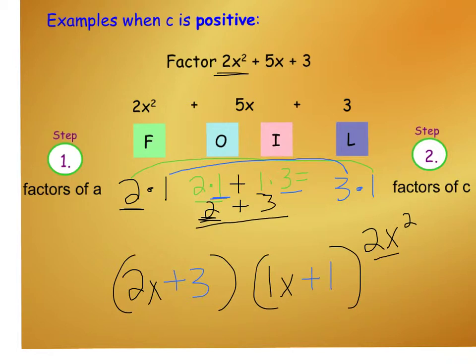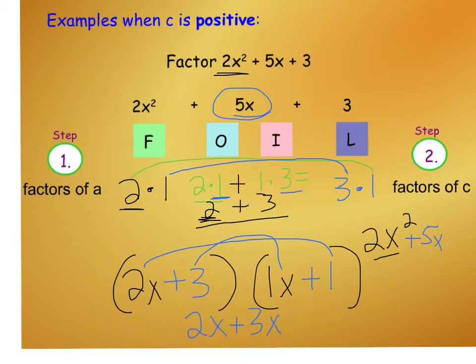Now, let's find our middle term. So 2x times 1 is 2x. 3 times x is 3x. And what does 2x plus 3x add up to? Yes, 5x. So far I'm almost there. And lastly, what is 3 multiplied to 1? That's 3. So this worked.